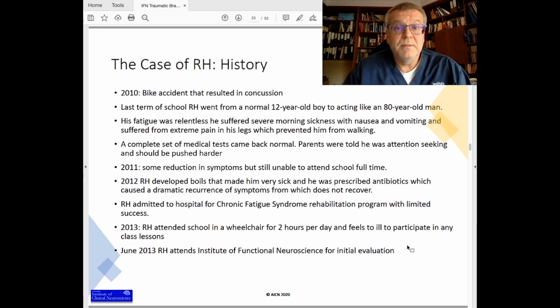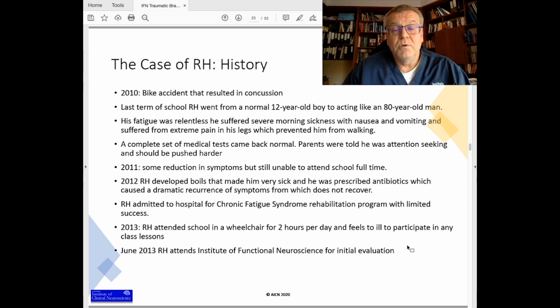His fatigue was relentless. He suffered morning sickness, nausea, vomiting, and extreme pain in his legs which prevented him from walking. Now, I just want to point out that he did not injure his legs in the accident, so his legs were fine. So something was happening in his brain that changed the way he perceived pain or perceived the way his legs were moving. And also I want to point out that he had also some hormonal involvement. So that big slide I showed you where we connected the brain function to the hormonal function, here's an actual example of that happening.